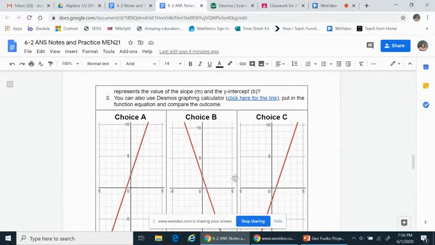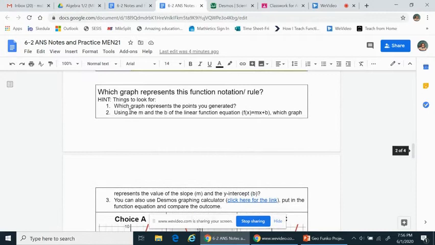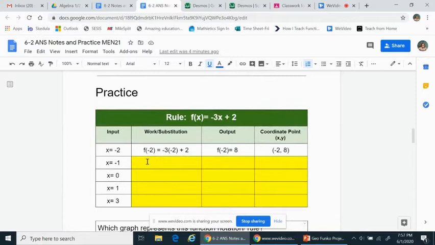And there's a couple things you can look for. One, the slope, and I wrote this all up here. You can look at the slope and the y-intercept, which is number 2. You can look by point, and you can also use the Desmos graphing calculator, which I'm going to open up because I am going to show you guys how to use it. But first things first, let's jump into it.